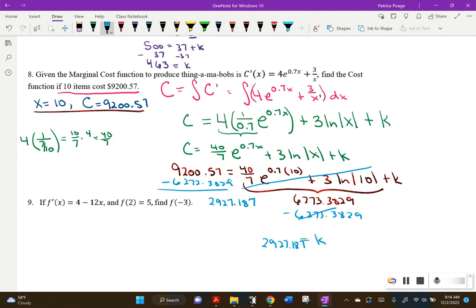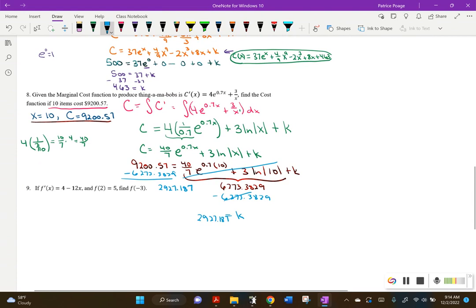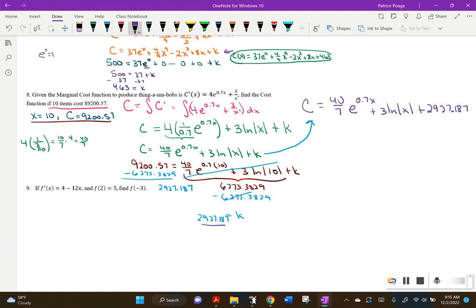All right, so putting it all together now, this is going to be my cost function right here, but I actually have a value of K to put in for it. So my cost function is going to equal 40 over 7 e to the 0.7x plus 3 natural log of the absolute value of x plus my K value, 2927.187.